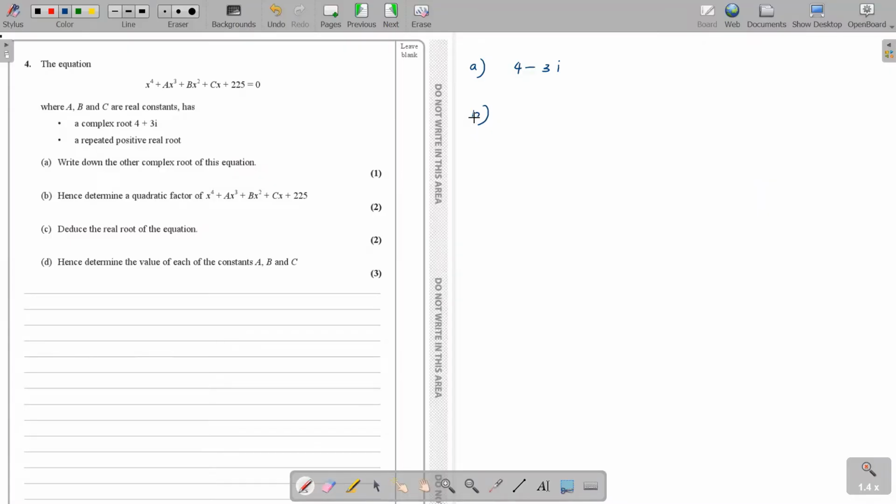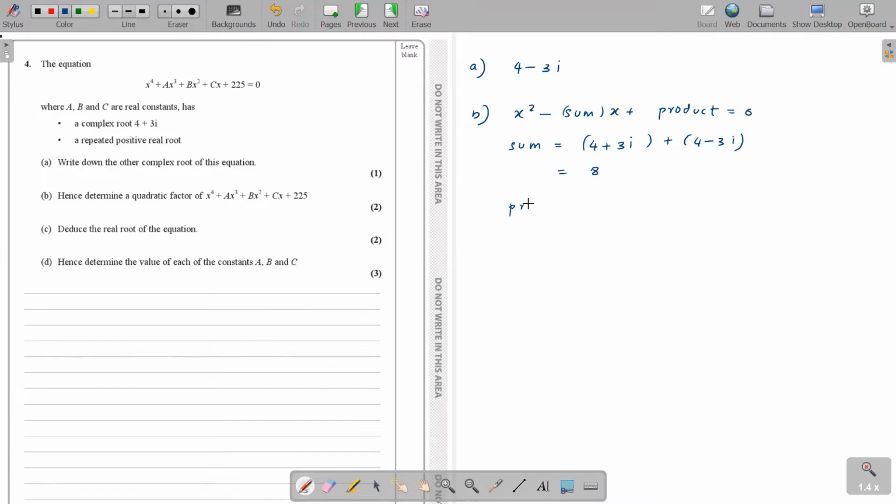Part B, hence determine a quadratic factor of x to the power 4 plus ax cube plus bx square plus cx plus 225. So what is the quadratic factor? You get the quadratic factor by the two roots, 4 minus 3i and 4 plus 3i. The way we get the quadratic factor is x square minus sum of roots times x plus product, equals 0. So get the sum of your roots. Our two roots are 4 plus 3i and 4 minus 3i. What's the sum of the two roots? 4 plus 4, 8, plus 3i minus 3i cancels.